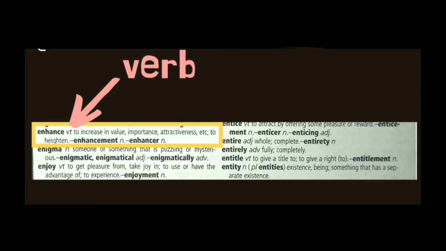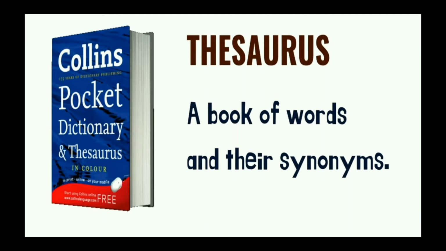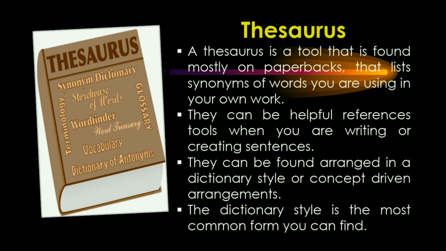Okay, so that's it. Let's move on, kids. This time we have the Thesaurus. And what is a Thesaurus? A thesaurus is a book of words and their synonyms. So aside from a dictionary, you could also use a thesaurus in finding the meaning of a word. It is a tool that is found mostly on paper that lists synonyms of words you are using in your own work.